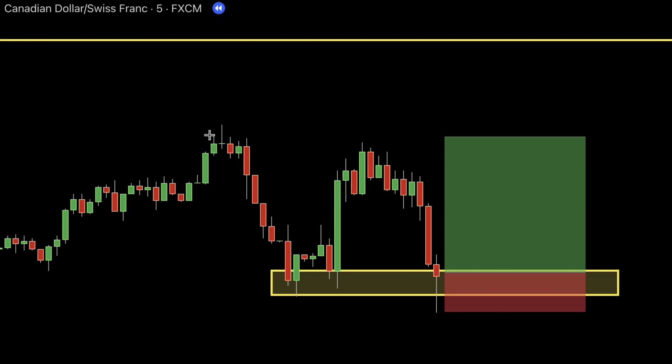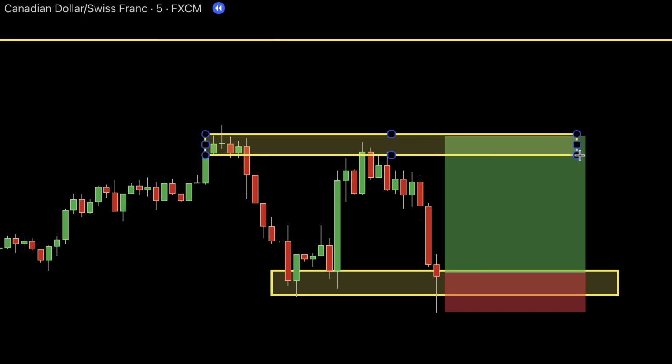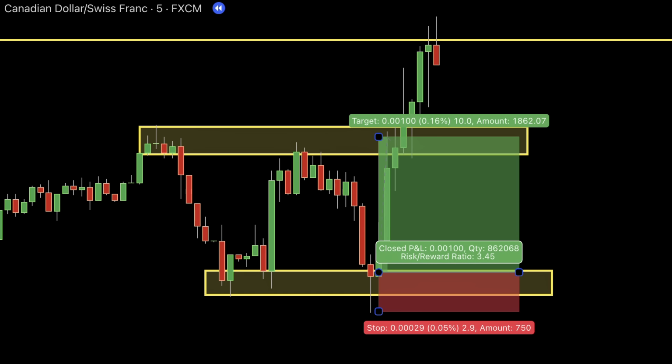The entry is taken at the close of the pin bar that confirms the liquidity sweep. The stop loss is placed below the demand zone to protect the position. The target is set at the next resistance level identified earlier. As expected, price respects the structure, moves upward, and reaches the target.